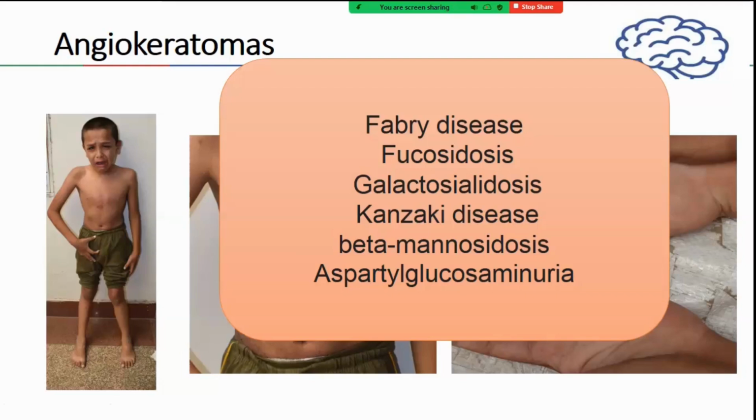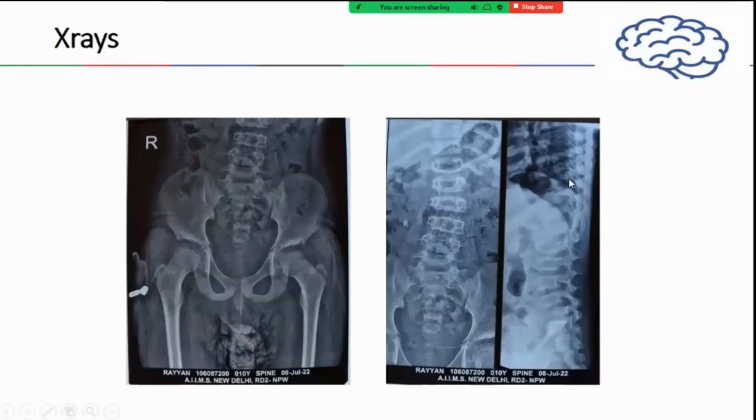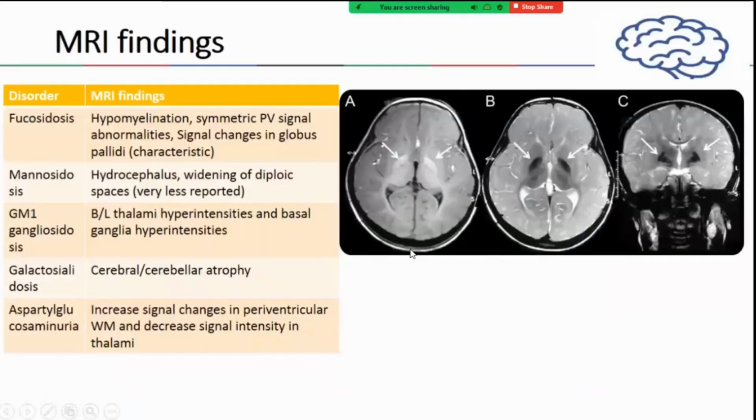So here he was not looking like Fabry's disease, and we thought in terms of some other storage disorder, which could be fucosidosis or galactosialidosis. There was no cherry red spot here, though, beta mannosidosis or the other one. And these were the features on the X-rays. You can see that there are features of dysostosis multiplex again. Can you appreciate that? Even changes in the pelvis are there, and you can see that there is beaking and platyspondyly here. And then there are MRI changes where you can see there are some signal changes in the globus pallidi again, which was going in favor of fucosidosis.